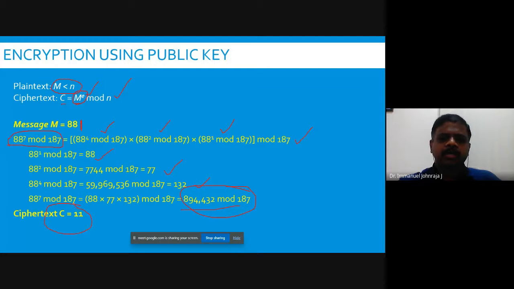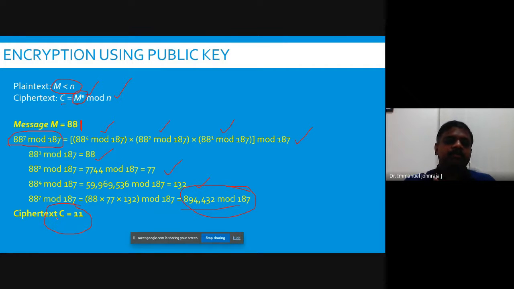Okay, so is it compulsory that I should use modular arithmetic? If you go for modular arithmetic, it is easy. All right, so like this, you will be able to calculate. You will get the ciphertext. Now, what is to be done? We have to check whether this can be decrypted.